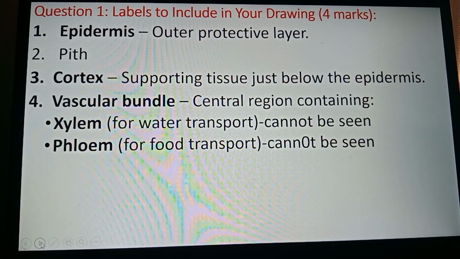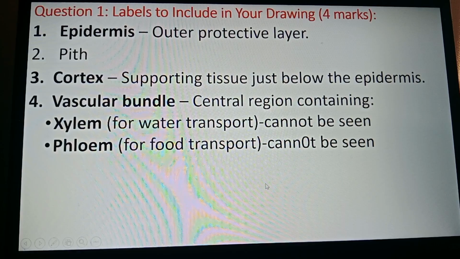Labels to include in your drawing. You have to put epidermis, you have to put pith, cortex, or parenchyma, which is supporting tissue just below the epidermis. Then there was the vascular bundle or central region containing xylem and phloem. But they cannot be seen. These ones cannot be seen.